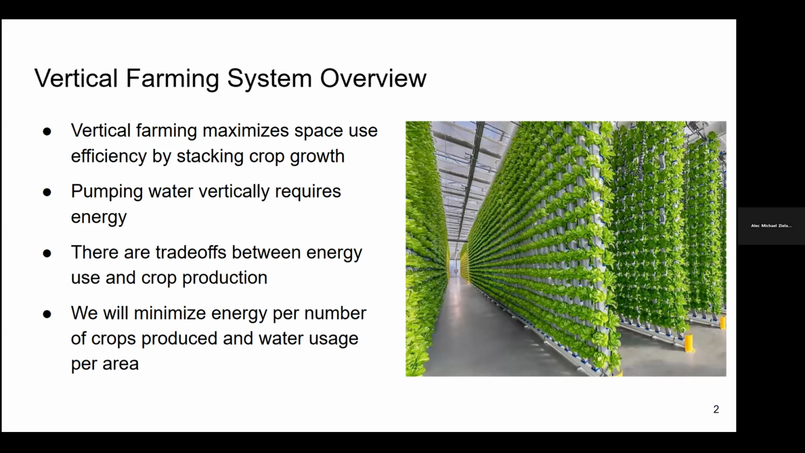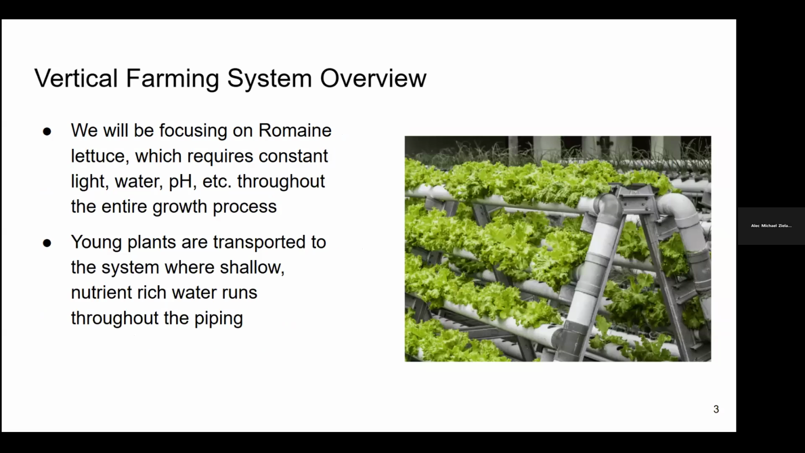The objective function of our system is to minimize the energy per number of crops produced and water usage per area. Our system will grow romaine lettuce. This is convenient because romaine lettuce has constant requirements for light intensity, water pH, and nutrient needs throughout its entire growth process.